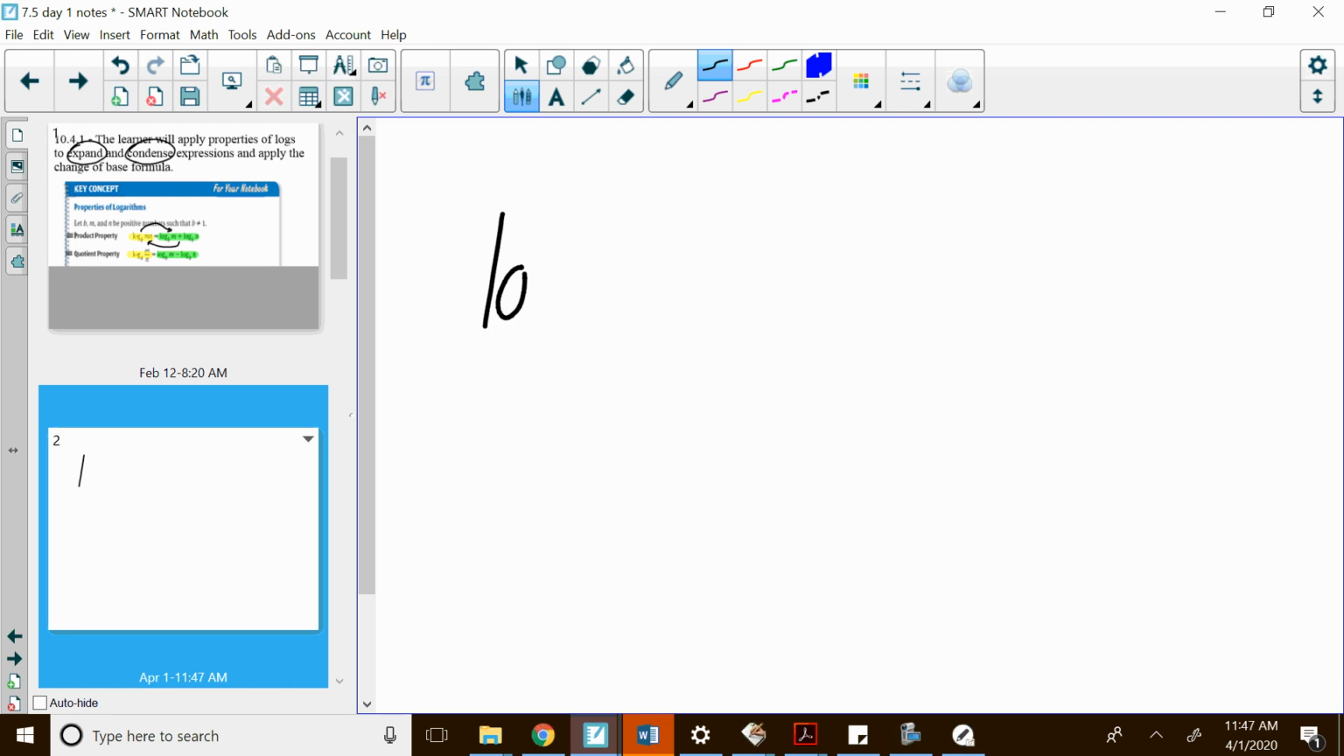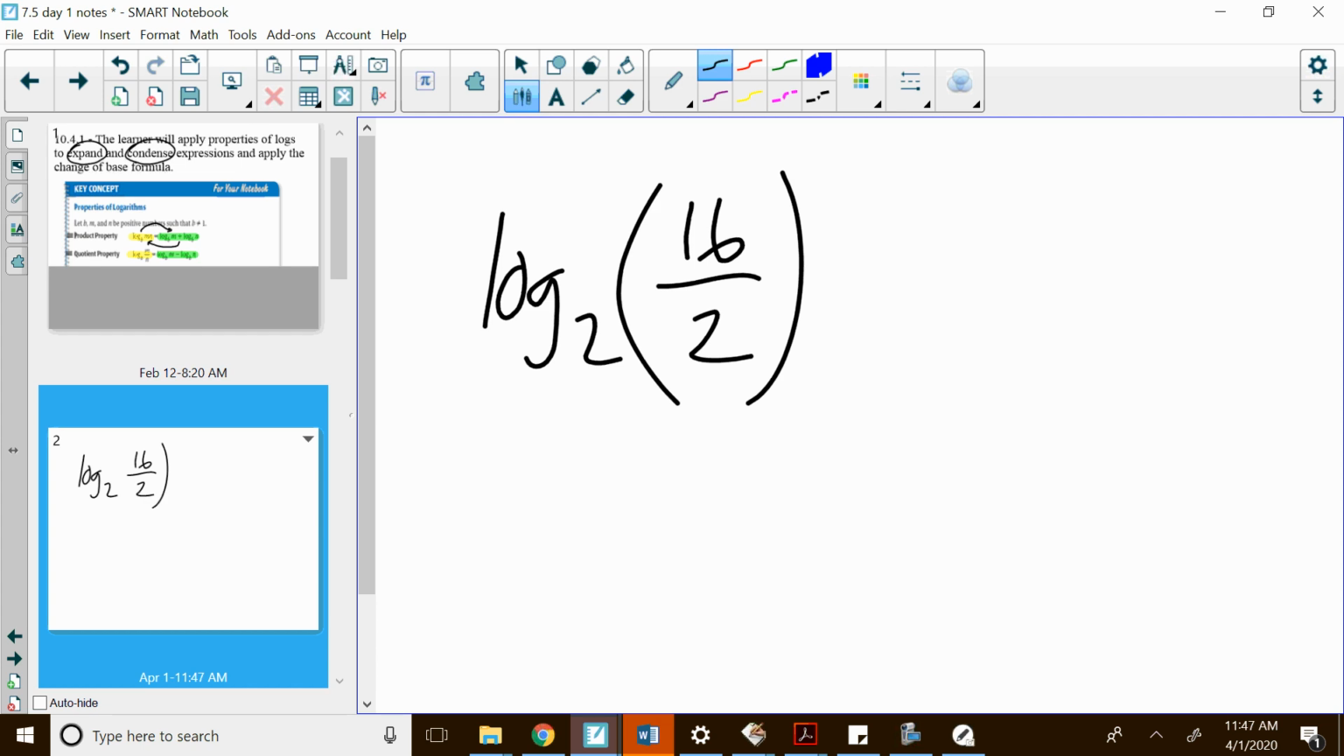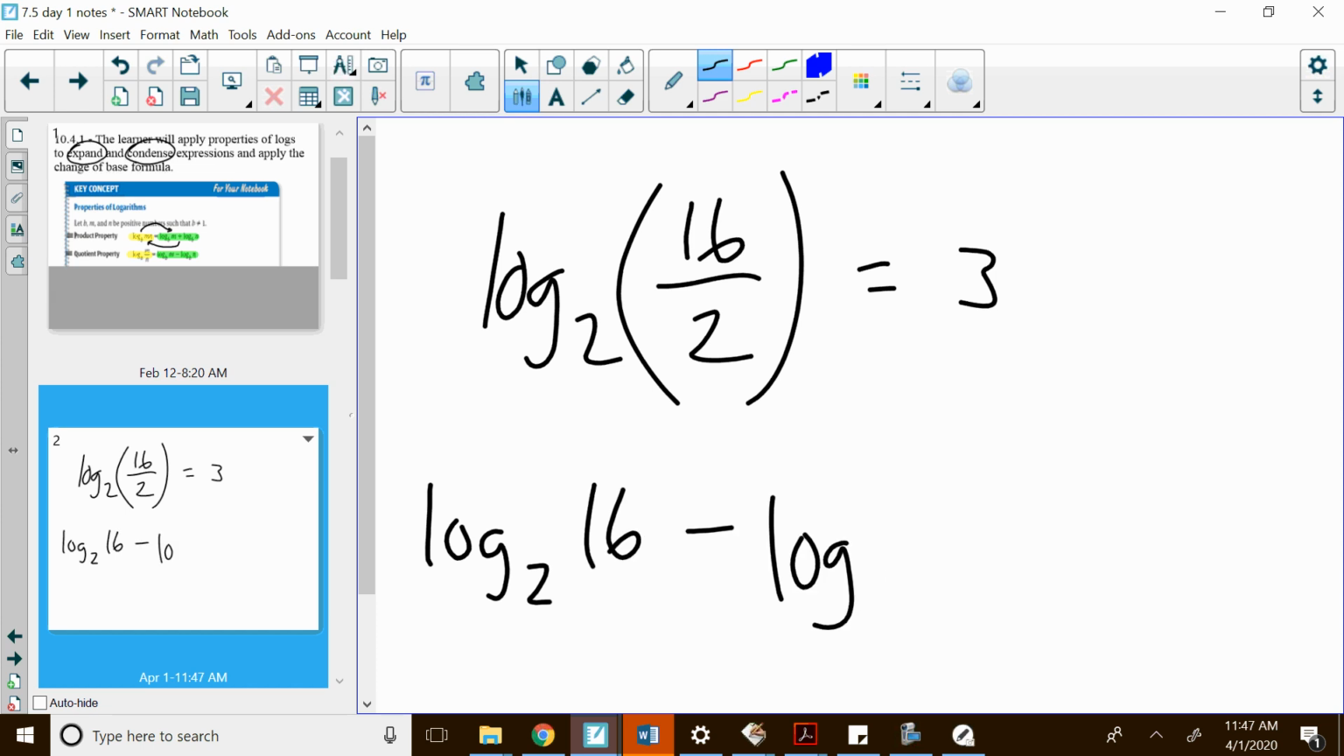So let's take the log base 2 of, let's keep using the numbers that I like here, 16 and 2. Well, 16 over 2 is 8. The log base 2 of 8, as we know, is 3. So what we just wrote down, that quotient property says what we're allowed to do is we're allowed to expand this into the log base 2 of 16 minus the log base 2 of 2. And let's make sure that's true.